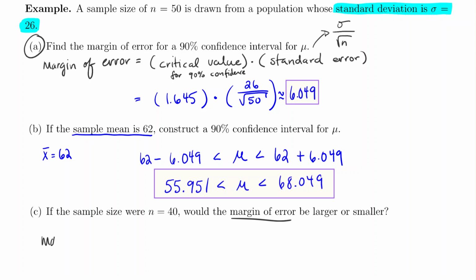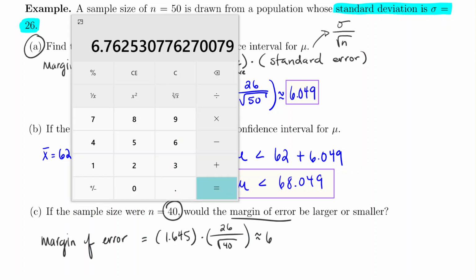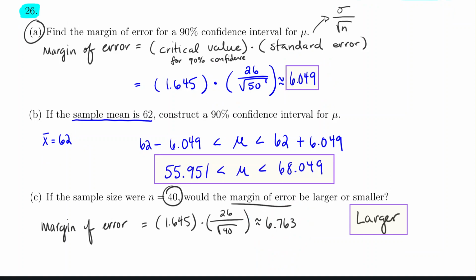So now my new margin of error is equal to the same critical value from before, because that's unchanged, times the same standard deviation from before divided by the new value of n, square root of 40. Now we'll calculate this, and we get about 6.763. So comparing the two, this was the original, this is the new one if n is 40, and you see if n changes to be 40, it would indeed be larger. So that's the way you could always solve this problem. If they ask you if I change this, what would have happened? Do the calculation if you changed it and then compare.